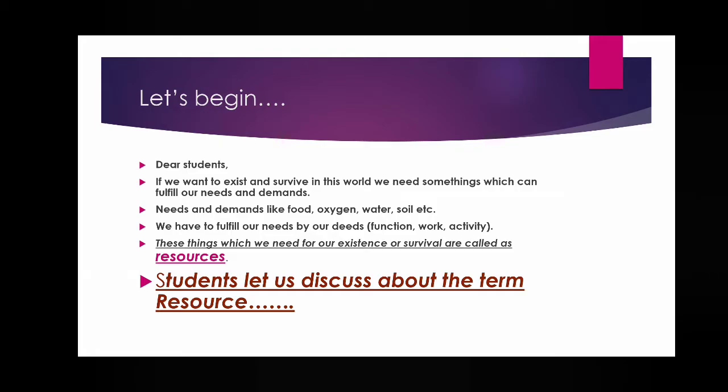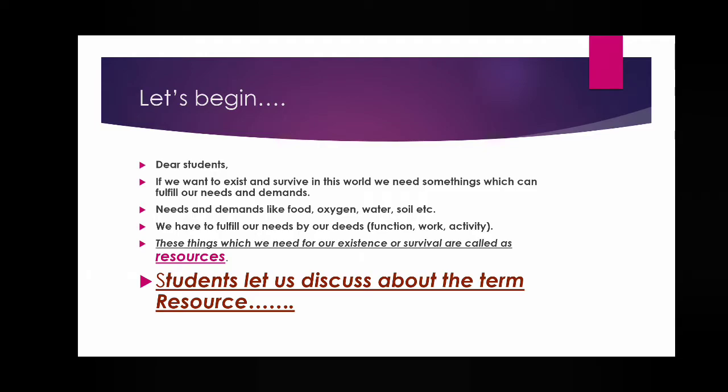Clear? So needs and demands. What type of needs have I told? 3 basic needs are there: food, shelter and clothes. Except these 3 basic needs, there are other needs also, like oxygen, like water, like soil. These are also called needs. We have to fulfill our needs. How? By our own deeds. Deeds means what? Our activities, our functions, our work, using our knowledge, using our technology, using our money, etc.